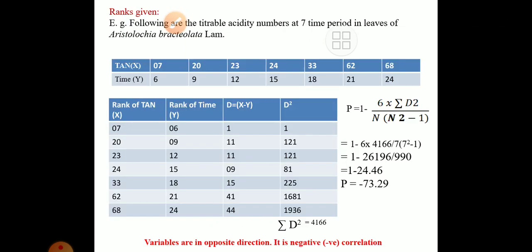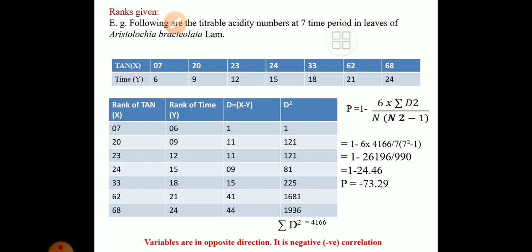Now here is how to solve. Here an example is there. Following are the titratable acidity numbers at 7 time periods in the leaves of Aristolochia brachyurata. Now the acidity values are given, time is given there, so we have to calculate the correlation between the acidity value and time, isn't it?